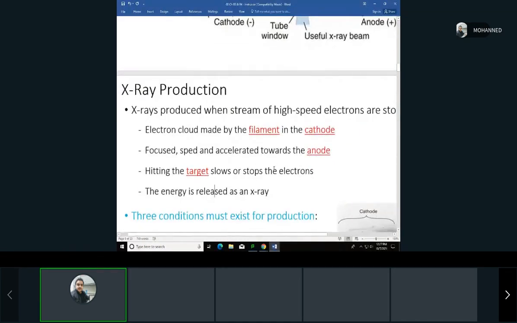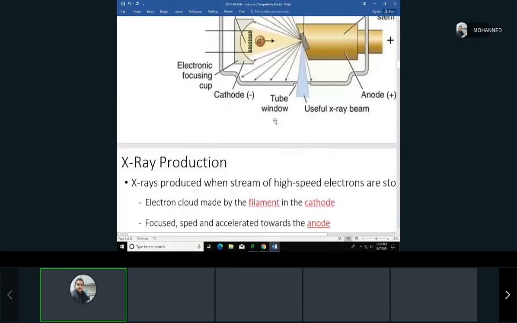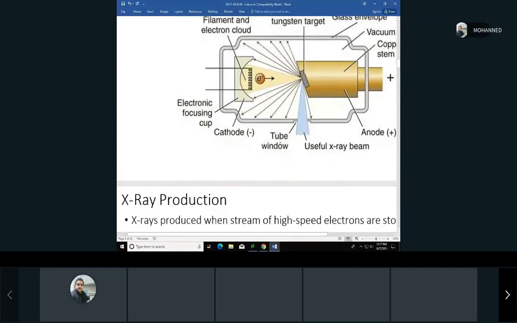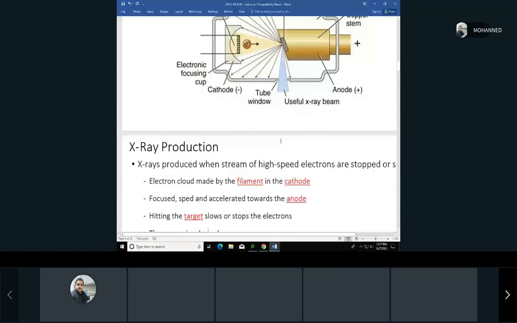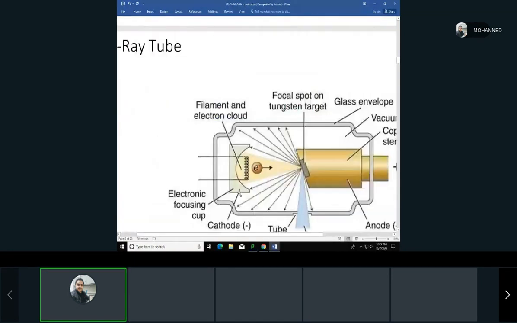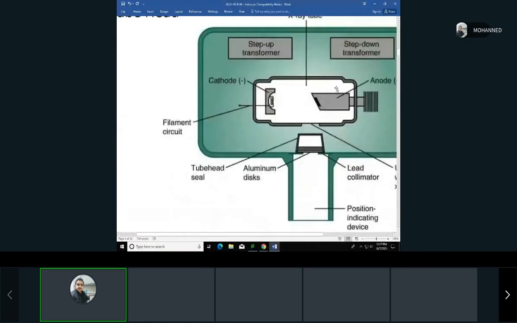It all makes sense, hopefully. You need to be able to explain it to someone, that means you understand it. So hopefully this is clear enough and simple enough. Just a lot of electrons forming here, a focusing cup to focus them, a voltage to throw them really quickly into the target. When they stop here, they produce energy that is X-ray. So you have to know the parts, mainly the main picture here.